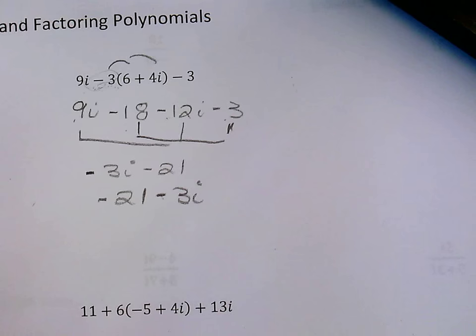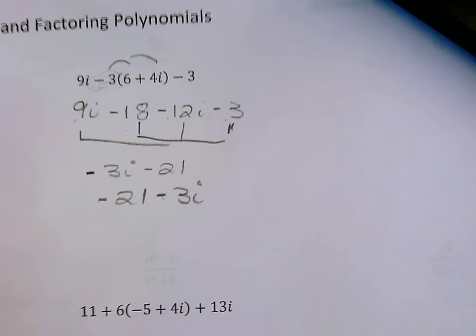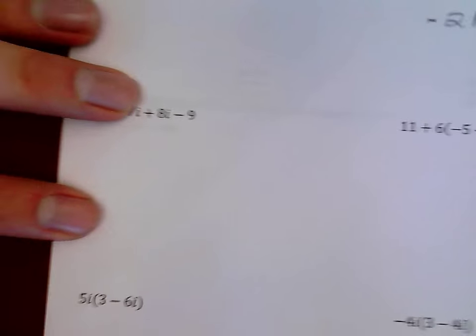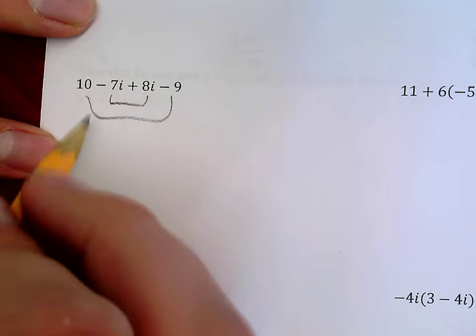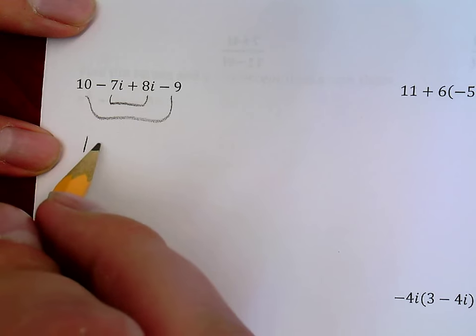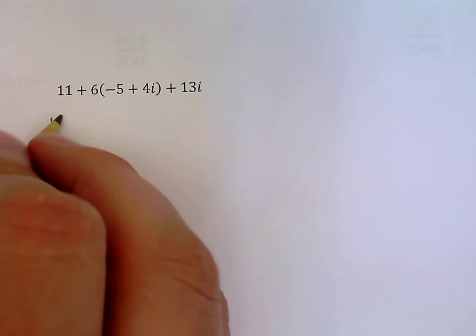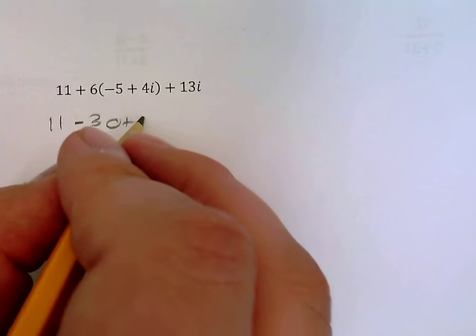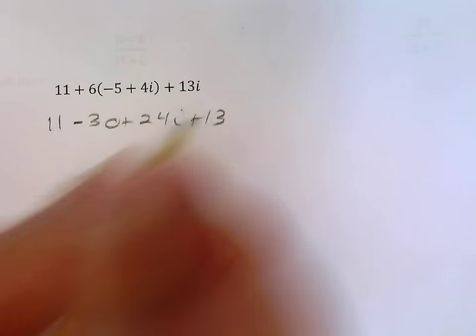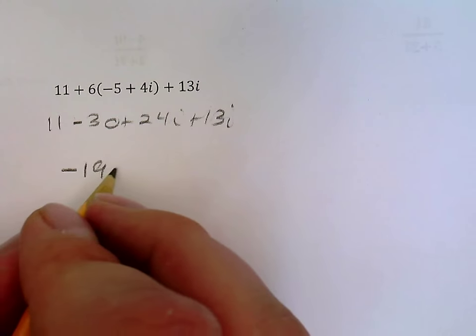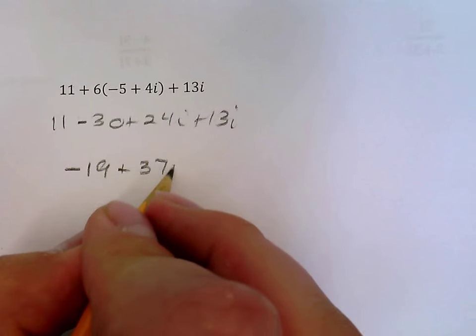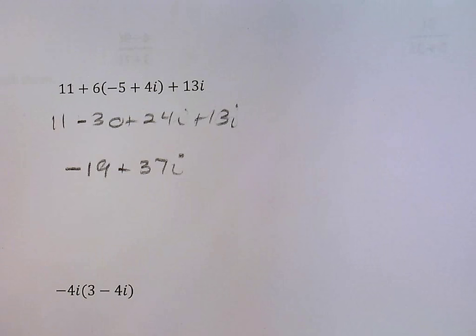So I'm going to quickly do the next one just to show you the answer, but that's all that's going to happen. So let's quickly do this next one. Okay, so the two like terms are here and here, so this will become positive 1 plus 1i. This one right here, if we distribute the 6, it becomes 11 minus 30 plus 24 plus 13 will give me negative 19 plus 37i. And that's how you do those.